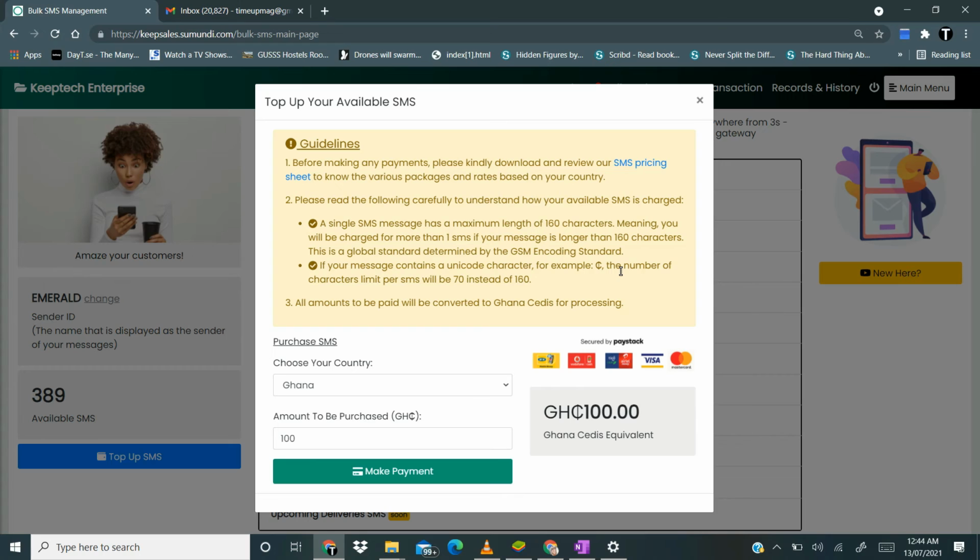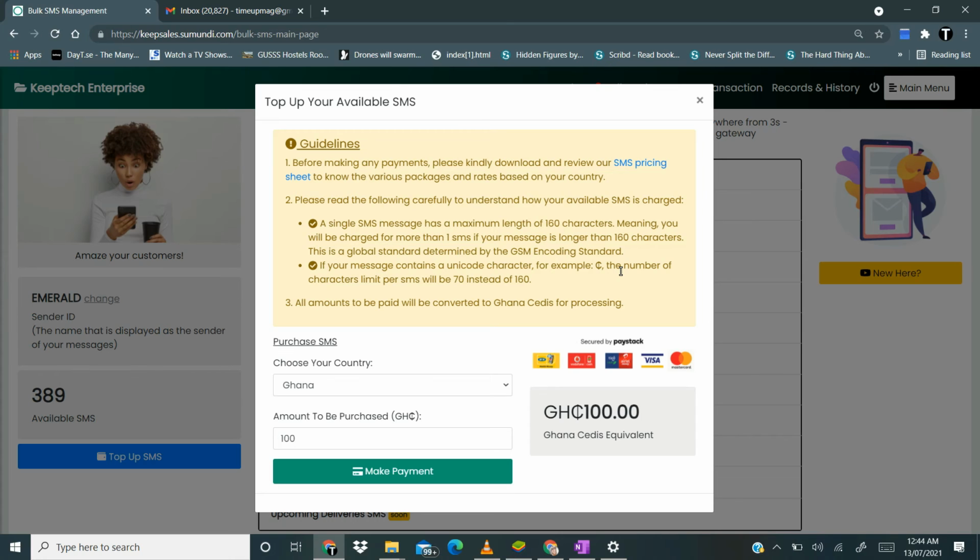So you have to take note, so that if you're sending a message and the system charges you for 2 messages, you want to be sure to check: was there a Unicode character in there? If there was a Unicode character in there, that could have contributed to your message exceeding 160 characters. So that is very, very crucial.